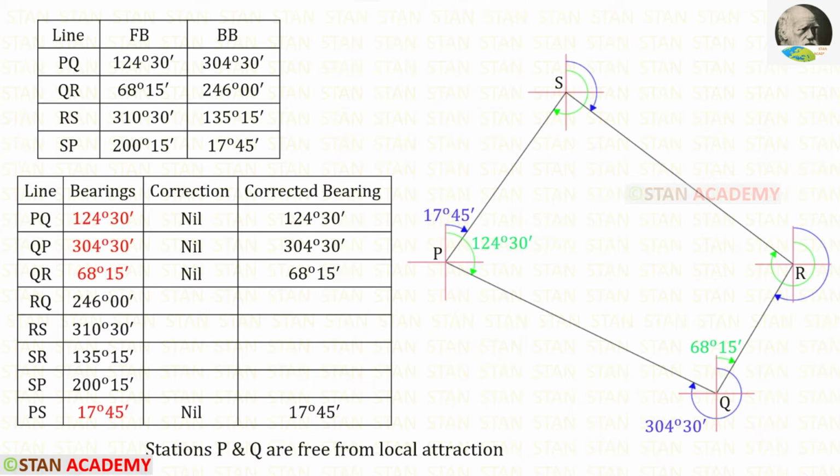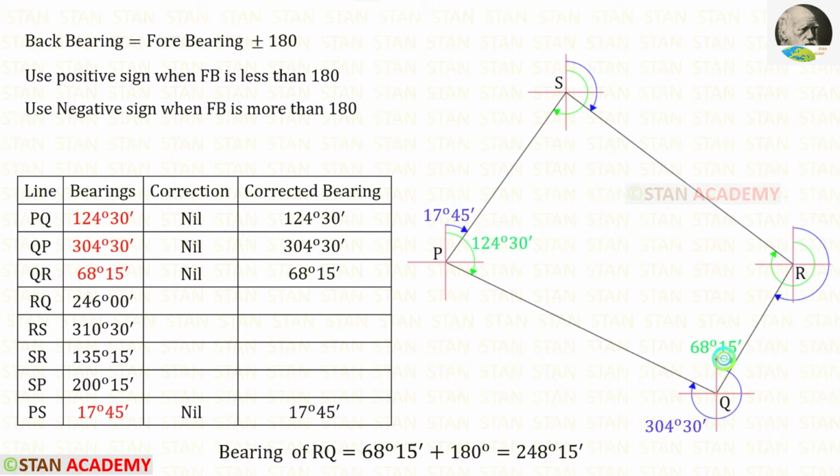Now we can find the correction for these bearings. We can use this angle and move this way, or we can use this angle and move this way. I'm going to use this angle and move this way. We know that this is the fore bearing of QR. Using that, we can find the back bearing of QR. The formula to find the back bearing is fore bearing plus or minus 180.